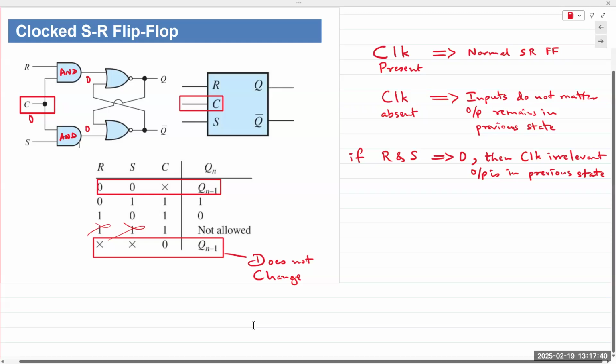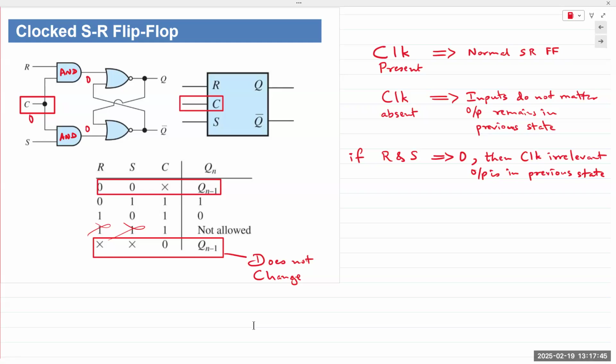So the output of the SR flip-flop would not change. It would remain exactly the same, hence Qn minus 1. If the clock is 1, then whatever we apply to the R and S inputs is sent to the output of the AND gates, and it functions as a normal SR flip-flop. That makes sense to everyone? All right, more questions.